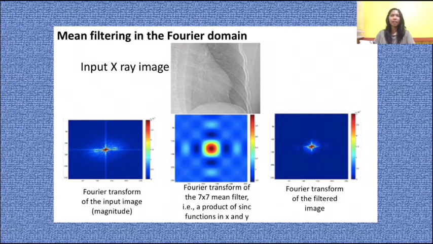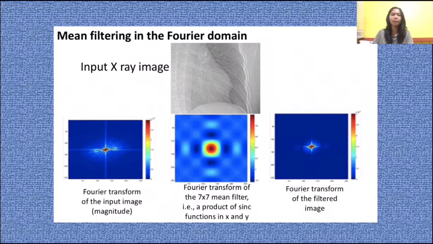Mean filtering in the Fourier domain. Input X-ray image. The first picture from the left is the Fourier transform magnitude of the input image. The middle image is the Fourier transform of the 7x7 mean filter, that is a product of sinc functions in X and Y.